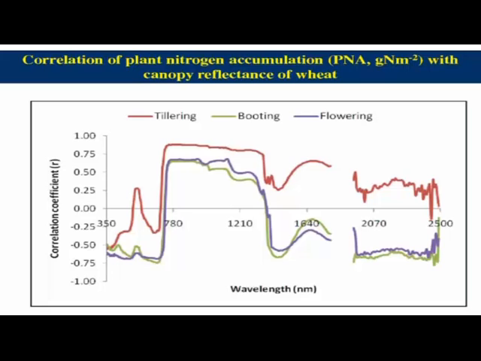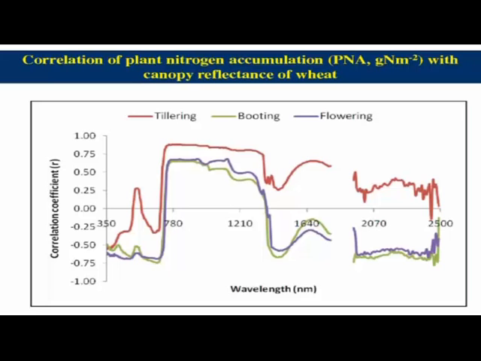So most sensitive stage, tillering stage, you are not able to see that proper pattern, but you see in the case of booting and flowering, you are able to see high correlation somewhere around nearby 700 ranges, sometimes around 1300 ranges, and of course you are getting a high correlation somewhere beyond 1800 up to 2500. So these are the spectrally sensitive bands which can be used for nitrogen stress monitoring.